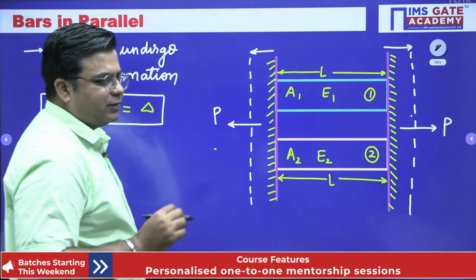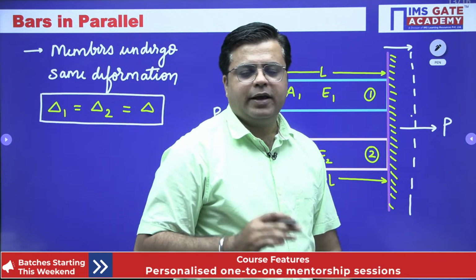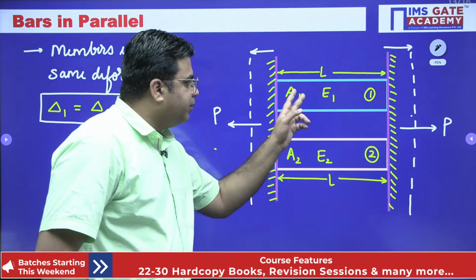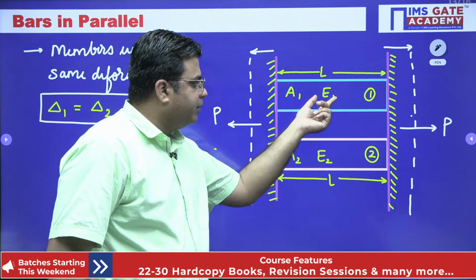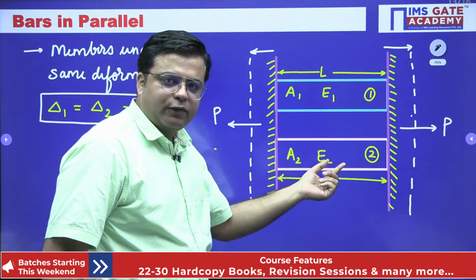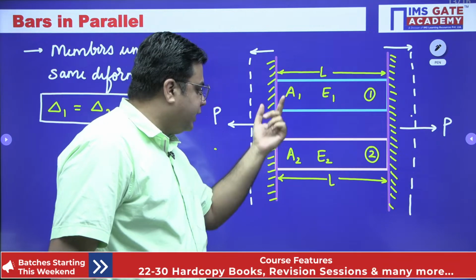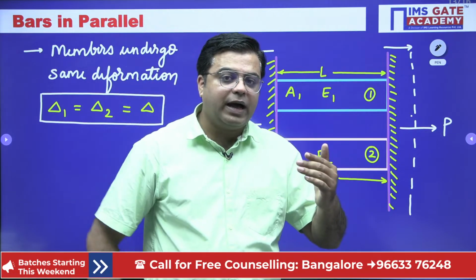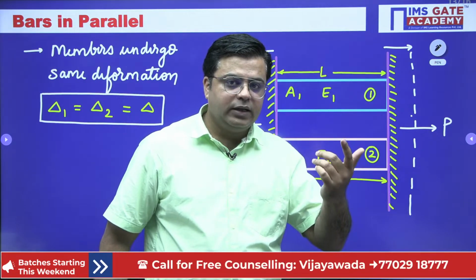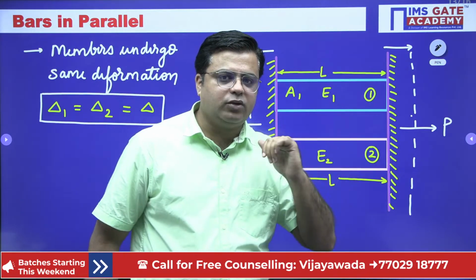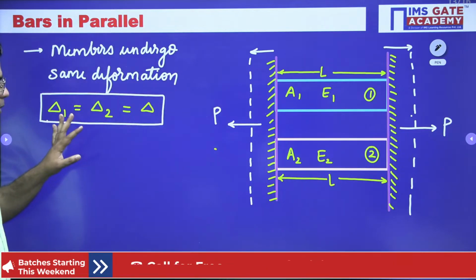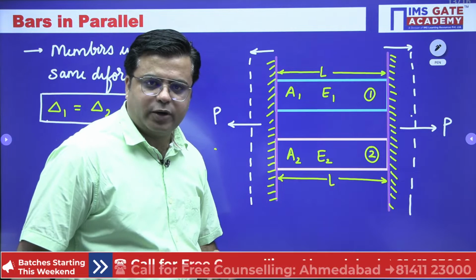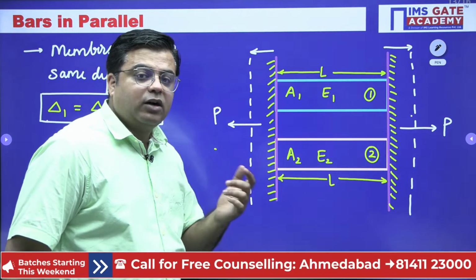Now one thing is very clear. If they are undergoing the same deformation and these two members are made of different materials, that is, they have different Young's modulus and different areas, then obviously their load values will also be different such that their ratios become equal. The deformation of these two bars is nothing but the ratio of their load to area and Young's modulus. So that is how the load is distributed.